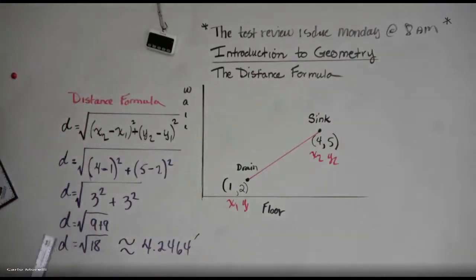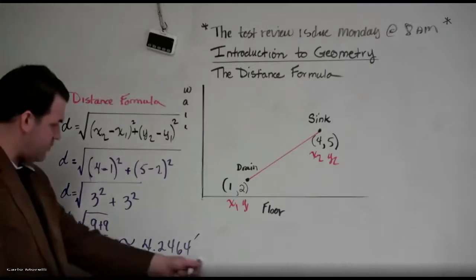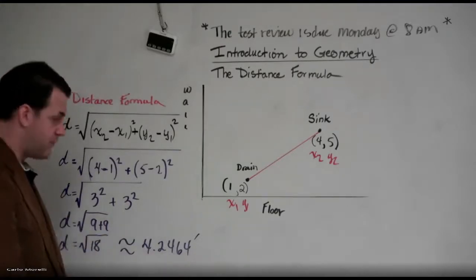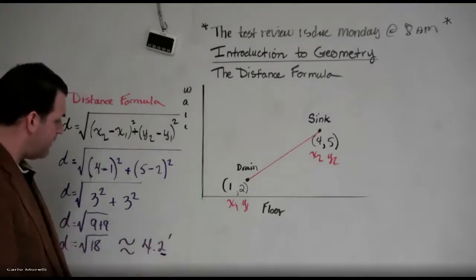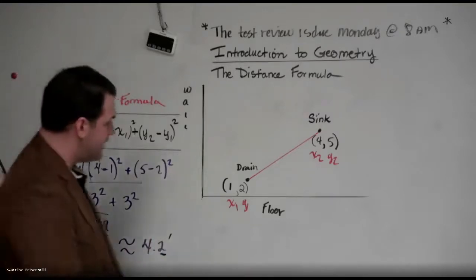You understand? Okay. Now, nobody's going to measure off that many decimal places. So in construction, why don't we round to the tenth place? So it's just 4.2 feet. That's the distance here.